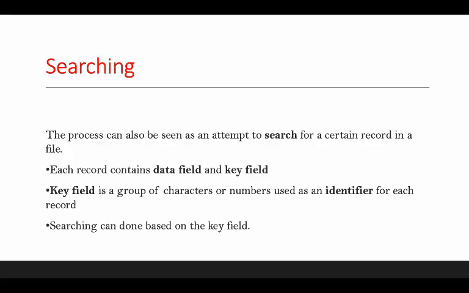The process can also be seen as an attempt to search for a certain record in a file. In a file, each record contains a data field and a key field. The key field is unique and is a group of characters used as an identifier for each record. Searching can be done based on the key field.